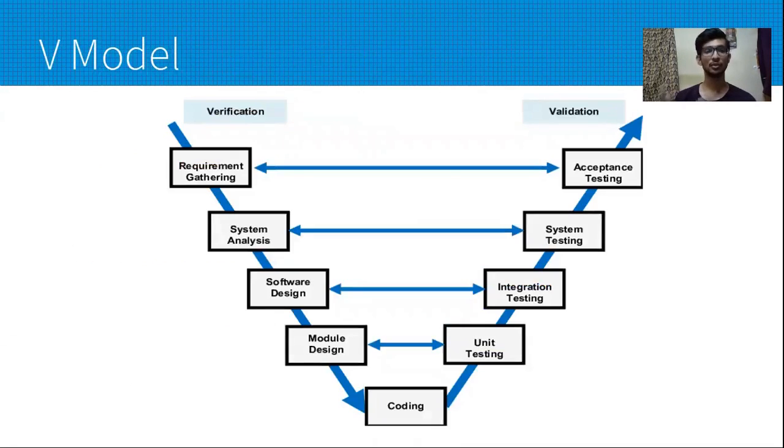The V model has two phases, as we already said: verification and validation. Under the verification phase, there will be 4 stages, which are requirement gathering, system analysis, software design, and module design. Under the validation phase, there will be 4 stages, namely unit testing, integration testing, system testing, and acceptance testing. Coding is common for both phases, in which the developer will be using the verification phase and the tester will be using the validation phase.